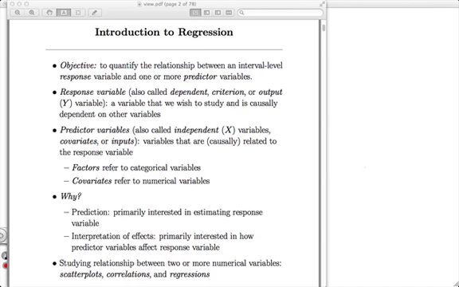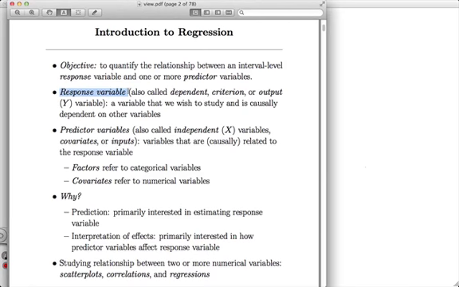This lecture is going to introduce linear regression, which is really the first method that we're going to study in supervised learning. So let's just start out with what regression does. What regression is going to do is allow us to quantify the relationship between some outcome that we care about. Now that outcome is often called a response variable. Sometimes I'll call it a dependent variable. At times it'll be called the criterion variable. When we get to machine learning, it's called an output.